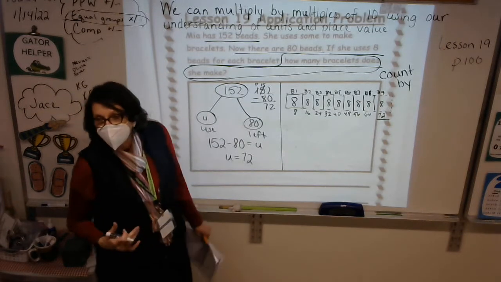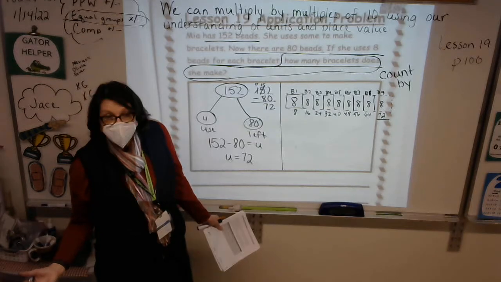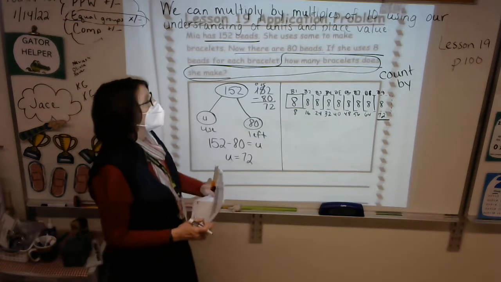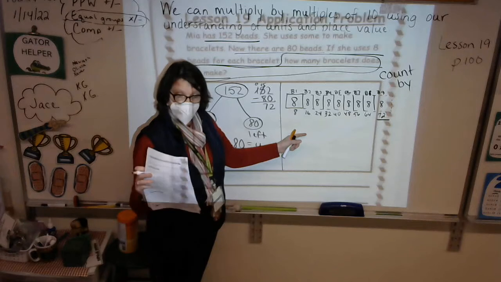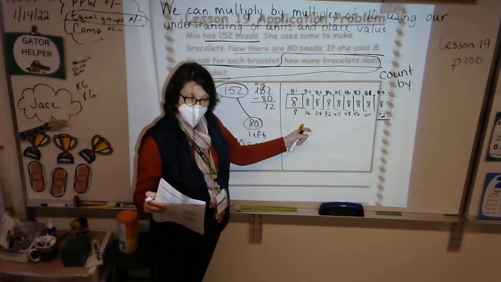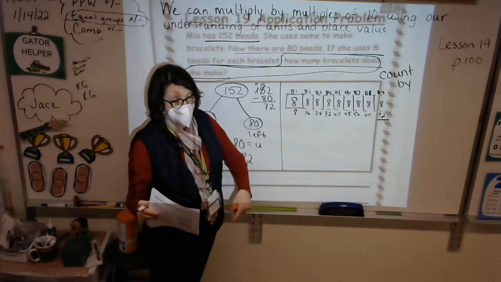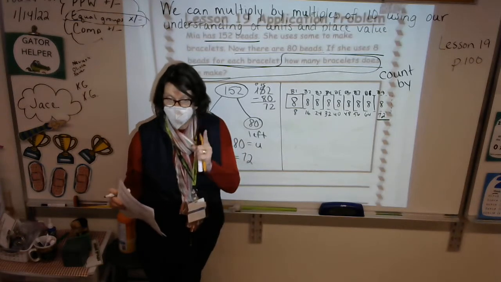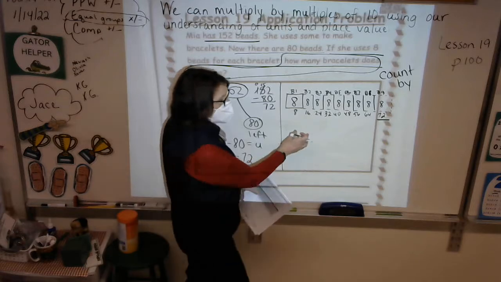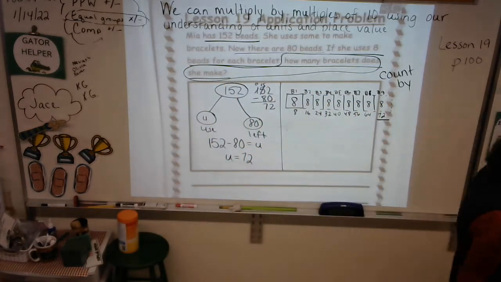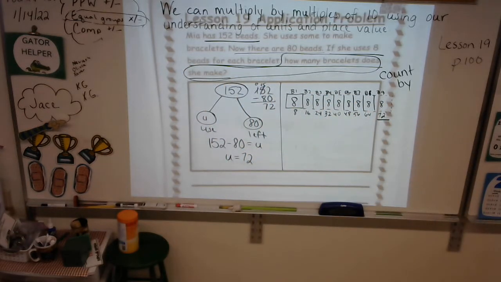unknown. And what would be a good letter? How about B for bracelets? Think. I'm going to let you guys write your own number sentence for this picture. Think about what your knowns were and what your unknown was, because you've got to use the letter B for your unknown. So go ahead, I'll come around and check them as you write them. Number sentence.